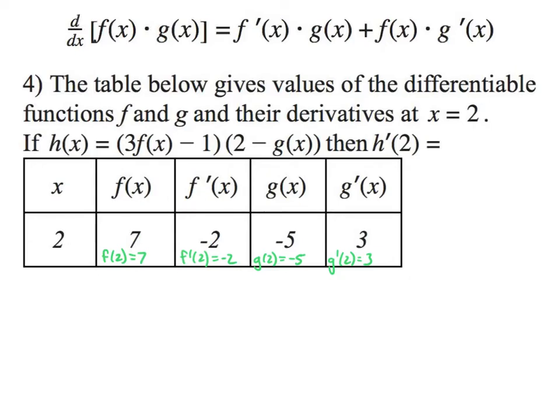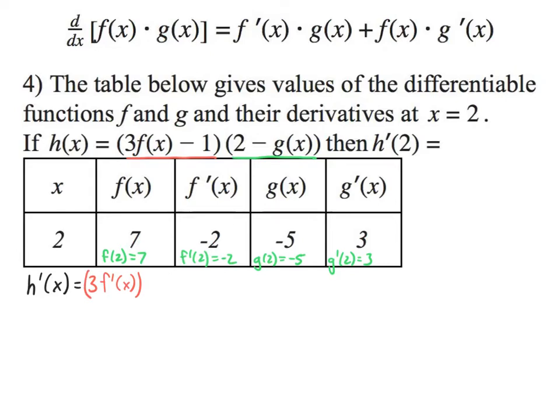Okay, with that said, h is this big mess. Find h prime of 2. So to find h prime of 2, we first have to find h prime. To find h prime, we have to realize this is a product rule. You're going to multiply that times that. So here we go. h prime of x, the derivative of h, is equal to, we're going to take the derivative of 3 f of x, which would just be 3 f prime of x, and the derivative of negative 1 is just nothing, it disappears. So that is my first piece.